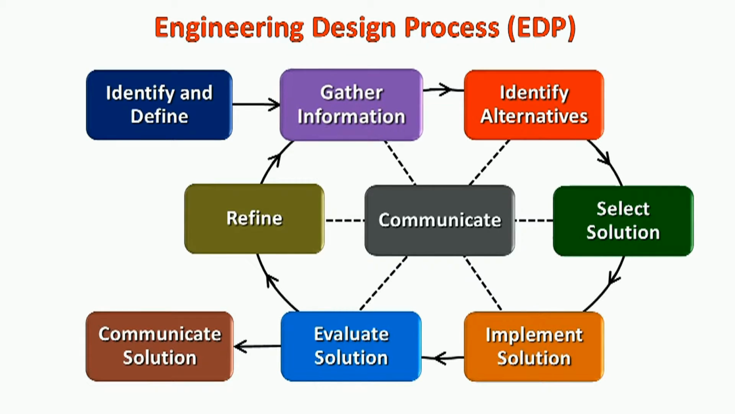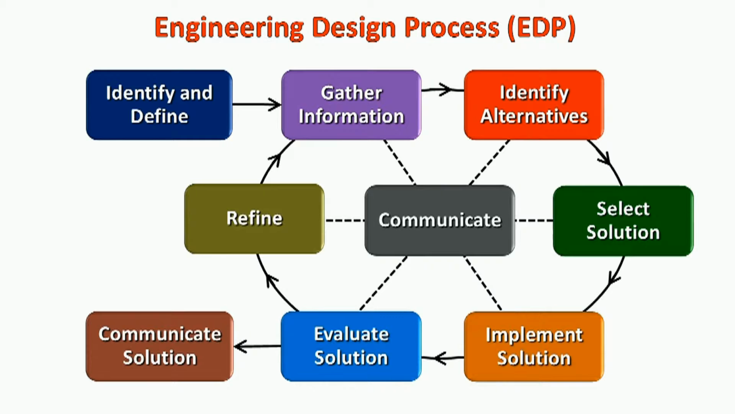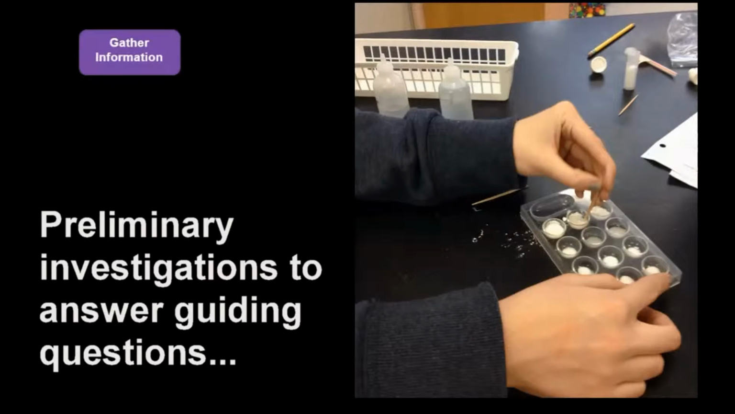The next step is to gather information. This requires research from the internet, speaking with experts, and may involve preliminary tests like measuring water quality parameters or stresses on a building element. Preliminary investigations to answer guiding questions.